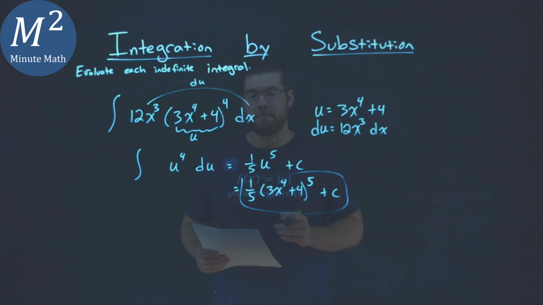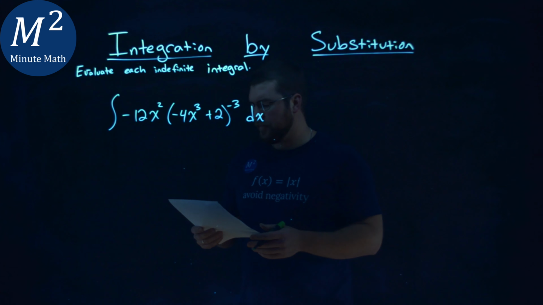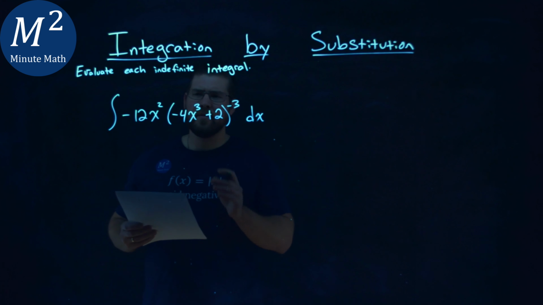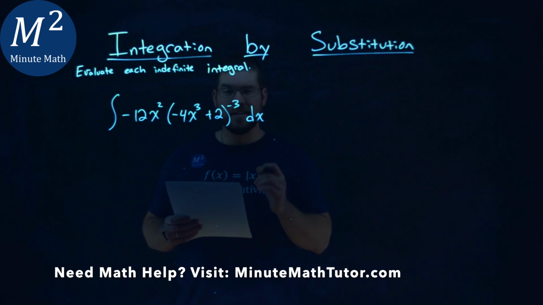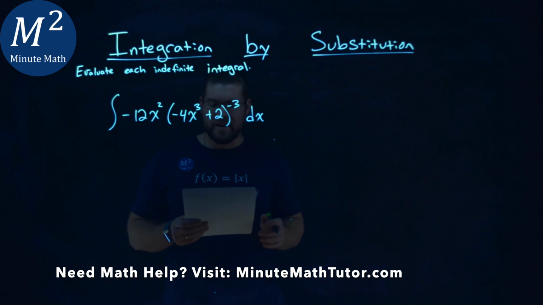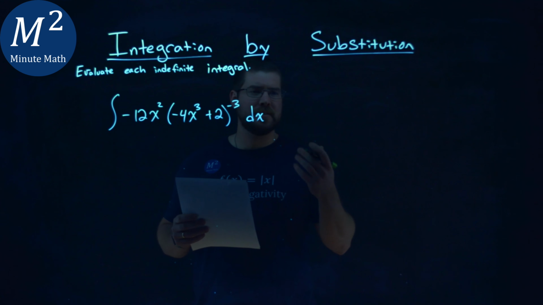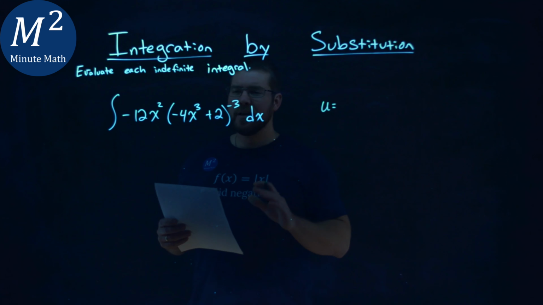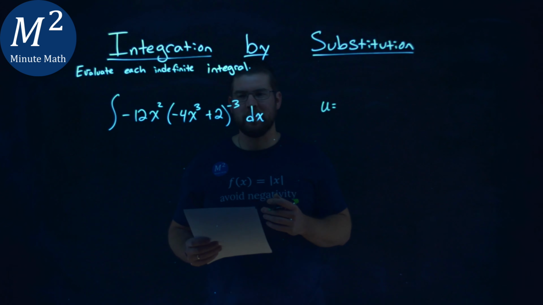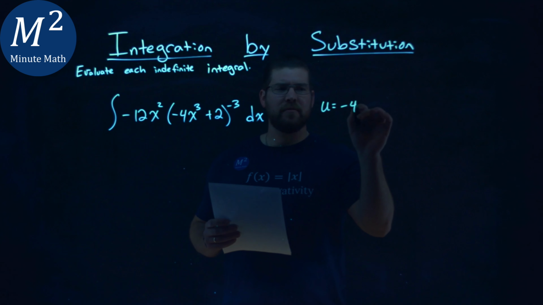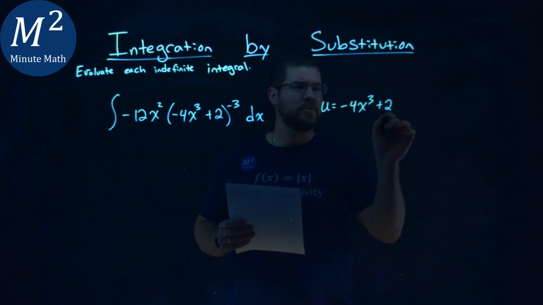plus c. We're given this problem right here, the integral of negative 12x squared times negative 4x to the 3rd plus 2 to the negative 3rd power dx, and we have to evaluate this indefinite integral. The first thing I want to do is find a u value for my substitution. And I generally go with whatever's in the parentheses and then see from there. So let's do that. Negative 4x to the third plus 2.